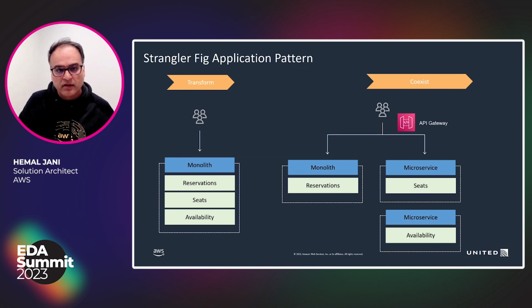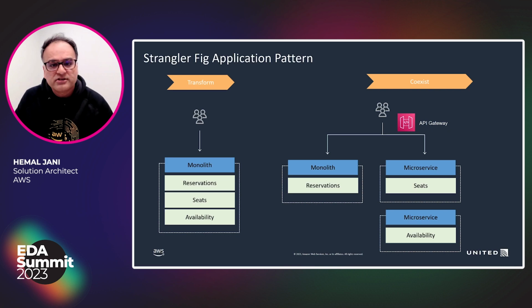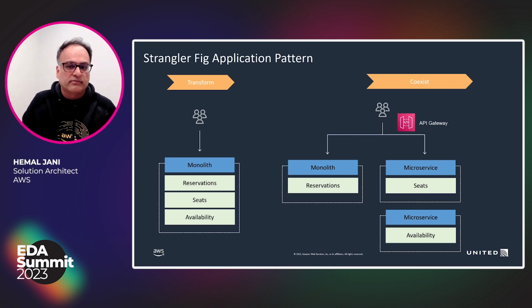First is transform. Transform means identifying and modernizing the component by porting or rewriting the code base. In United's case, we are talking about seats. Seats was the first business functionality identified by United and migrated to AWS. Second, coexist. Move the business functionality to a modern application, routing the HTTP calls via a proxy like API gateway.